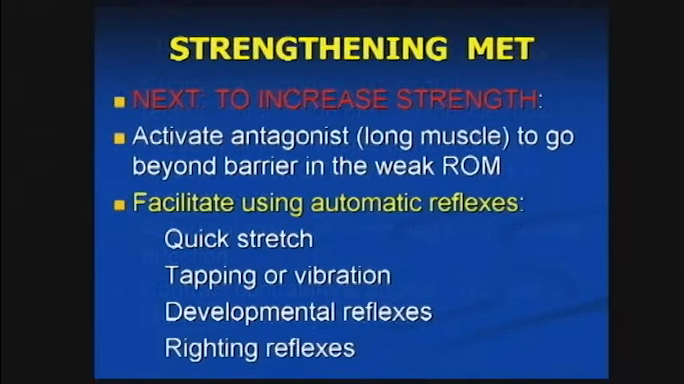What if you want to strengthen with muscle energy? To increase strength, you can activate the antagonist, or the long muscle, to go beyond the barrier into the weak range of motion. So what is that antagonist? That's the triceps. Help straighten out your elbow. Picture it being very straight. You can also use automatic reflexes.